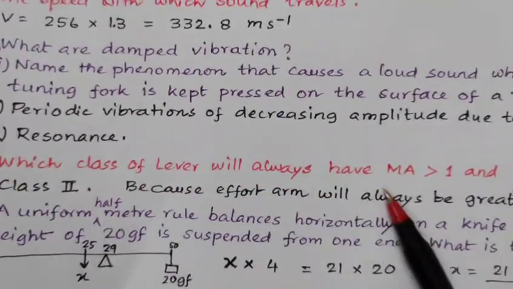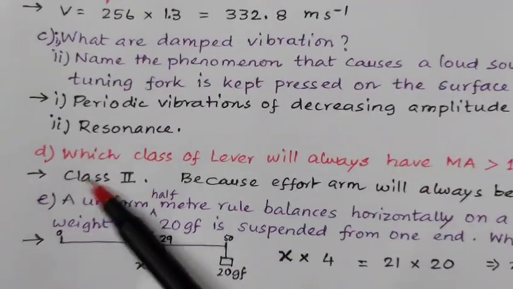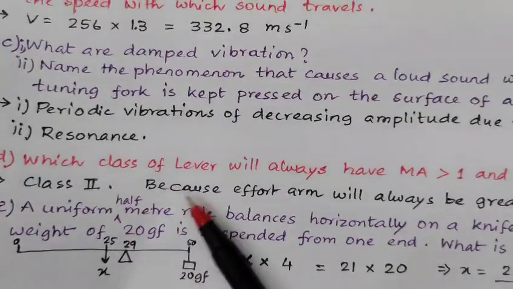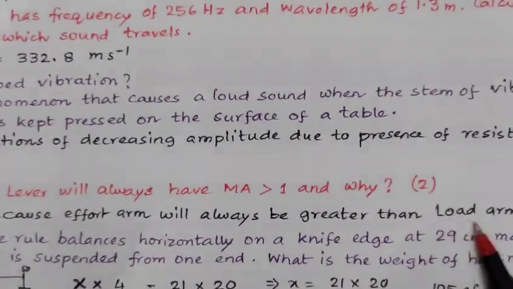Which class of lever will always have mechanical advantage greater than 1 and why? Class 2 lever, always. Why? Because effort arm will always be greater than the load arm.